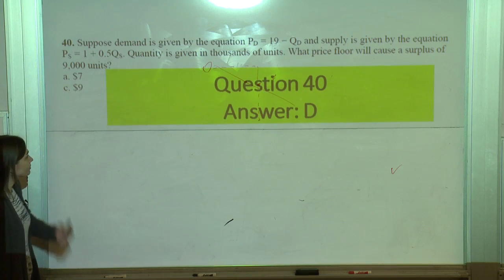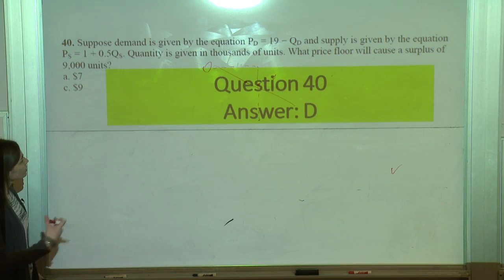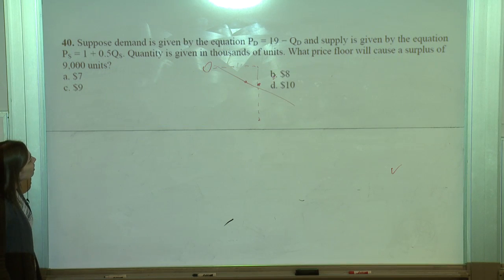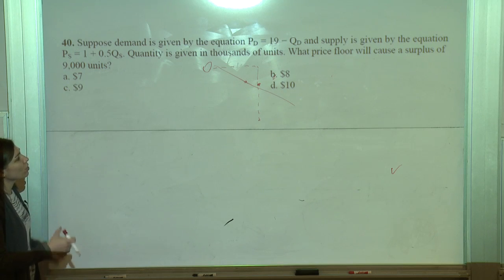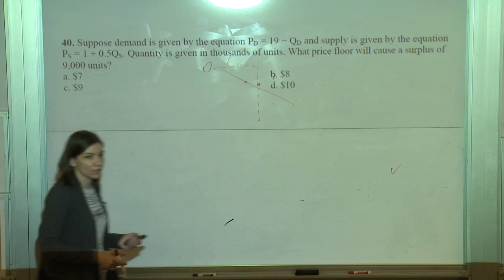Okay, last one. Suppose demand is given by this equation, and supply is given by another equation. Quantities in thousands. What price floor will cause a surplus of 9,000 units?